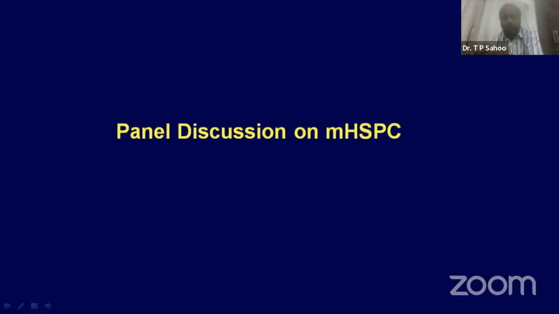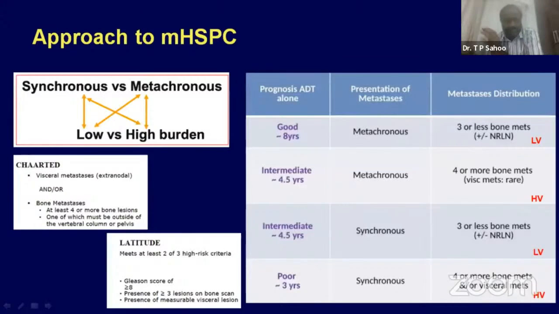So how would you define which of your patients are high risk? More than 4 skeletal metastases, sir, other than the appendicular skeleton. And then the visceral metastasis, they will obviously be high risk only. Okay. So basically that's what we are dealing with in CHAARTED and LATITUDE.